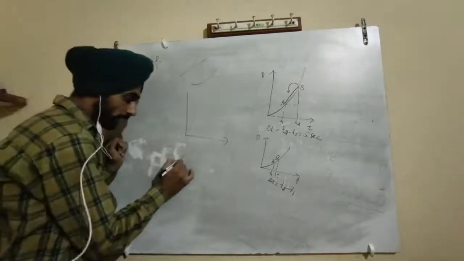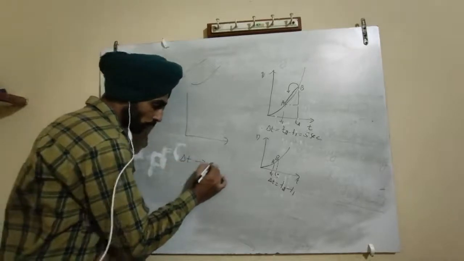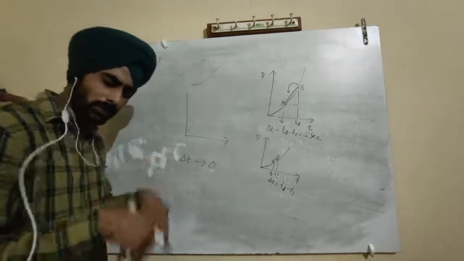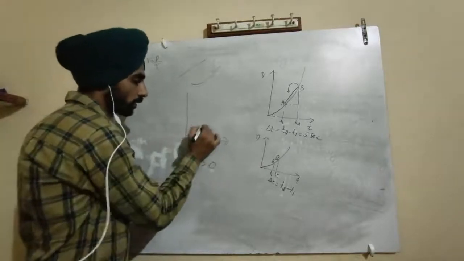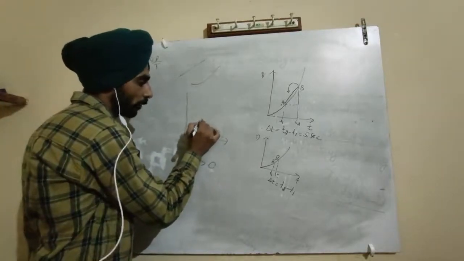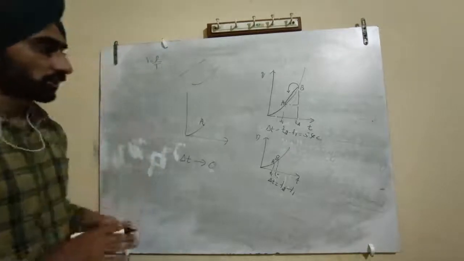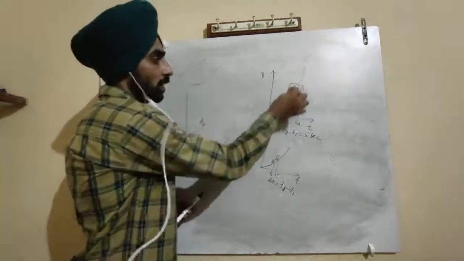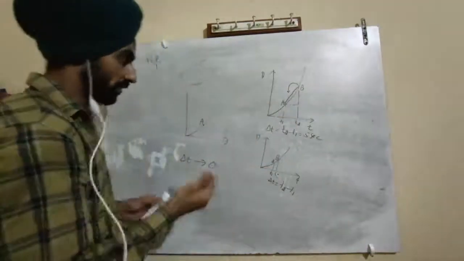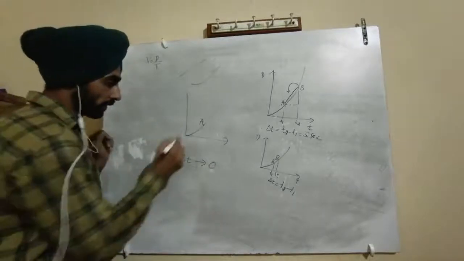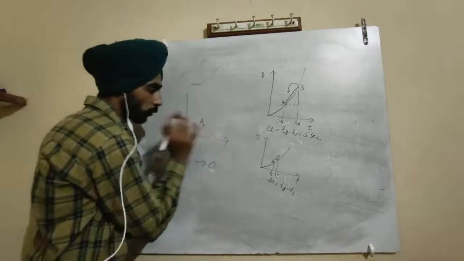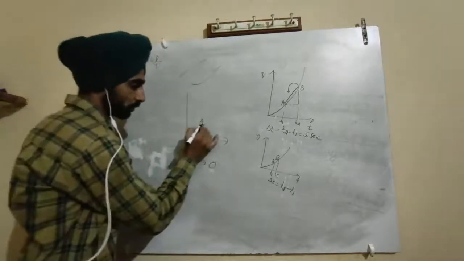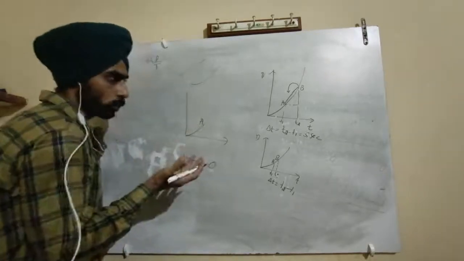Suppose delta T tends to 0. That means it becomes approximately near to 0. What will happen? B and A points will collide over each other. That means this B point will come over the A point. So you will be having only one point now. Now calculate the slope at A. What will be the shape of the slope?